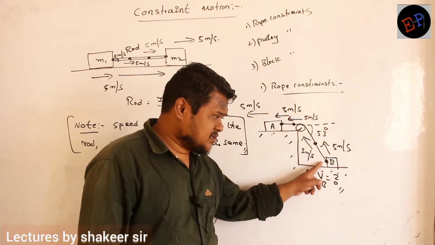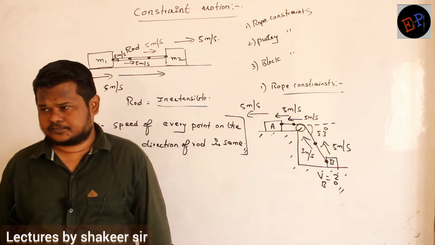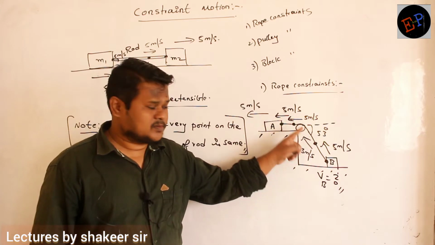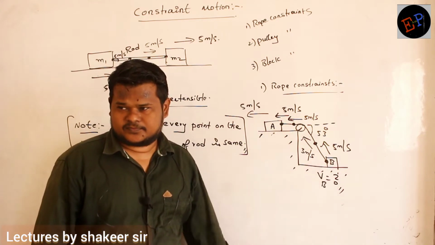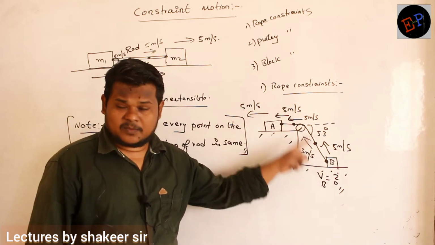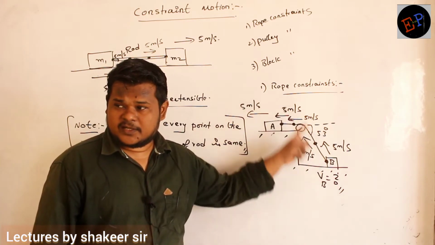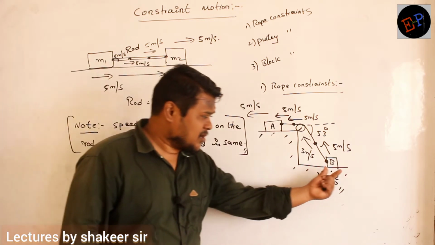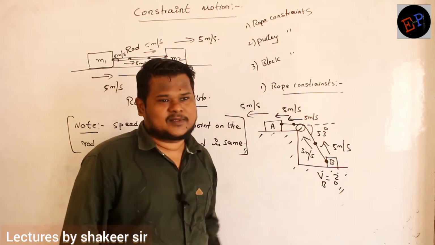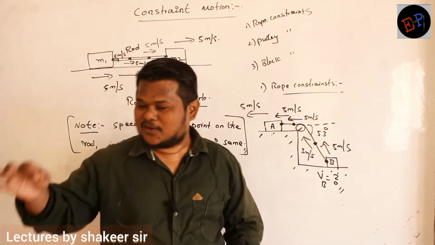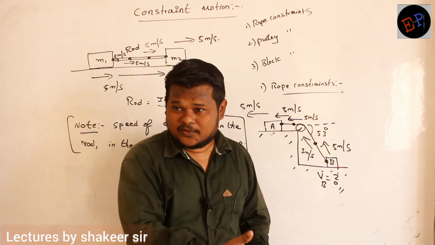But the same point is connected to the block also, no? The point which you are taking here is connected to the rope and also to the block. It means the block also should have speed in the direction of the rope. But when this body moves in this direction, can you say the block will move in this direction? If you apply force on any body on the ground, will the body come along with the force? It will slide on the ground, no?